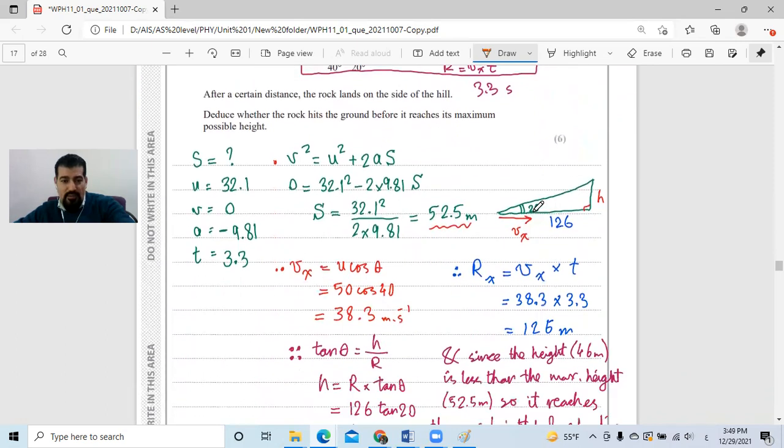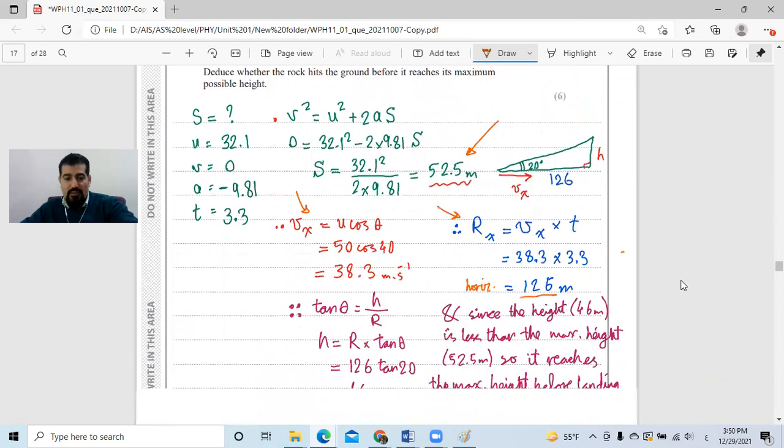Good. So what we did here, first step, we found the maximum height. This is the maximum height the rock reached. Then we needed to know how much horizontal range it travelled, and for that we need to find the speed. Then we multiply it by 3.3 to find the horizontal range. This is the horizontal distance.